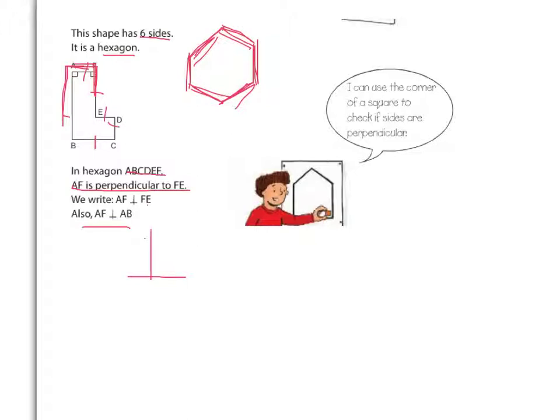If we wanted to, we could also say that line AF is parallel to line BC and parallel to line ED. So if we were to continue those lines, we can see that they would in fact be parallel. We could also say that line, sorry, I'm just going to erase a bit here because I can't see the letters anymore. Line FE is parallel to line AB and to line DC. All of those would be parallel. So that's another way we could describe that shape.